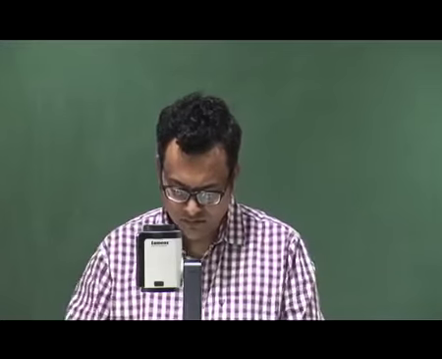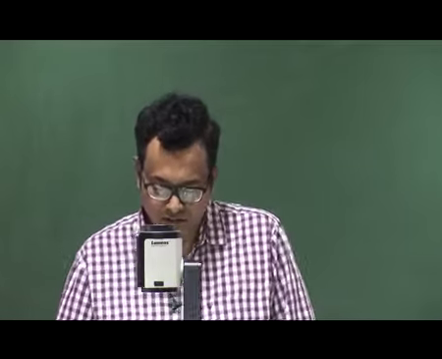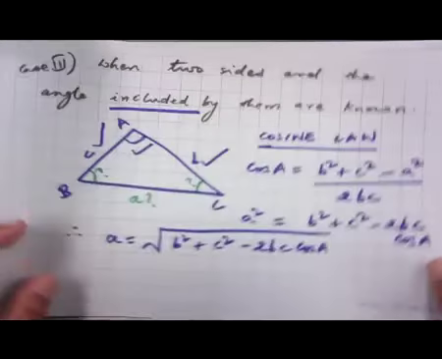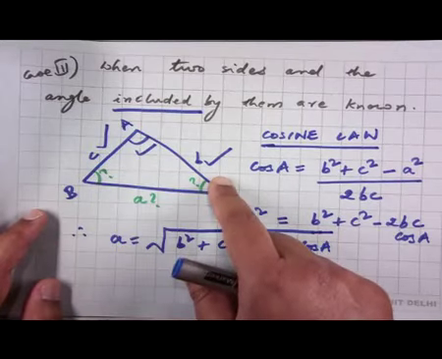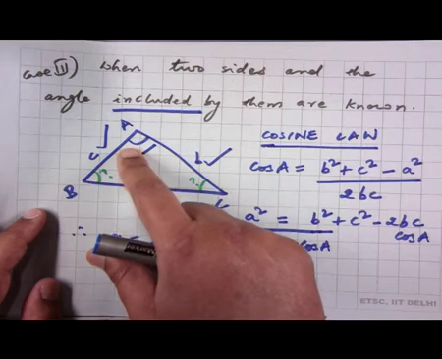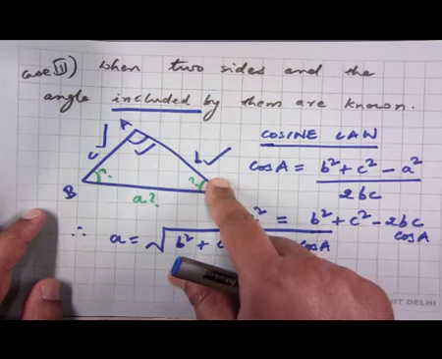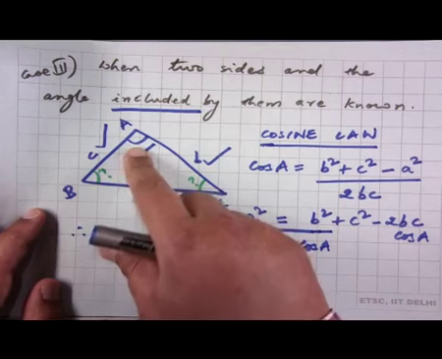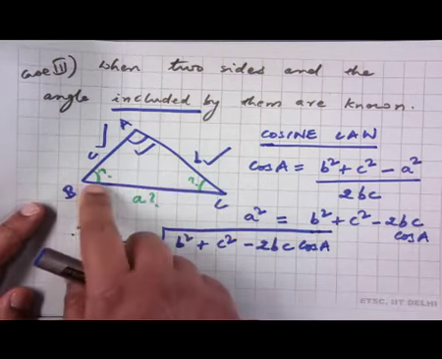So, now the only case that is left is this. In the previous case we saw that two sides are given and an angle is given, and this angle is the one which is included by these two sides. What if we know two sides, but instead of knowing the angle included between them, we know one of these two angles?